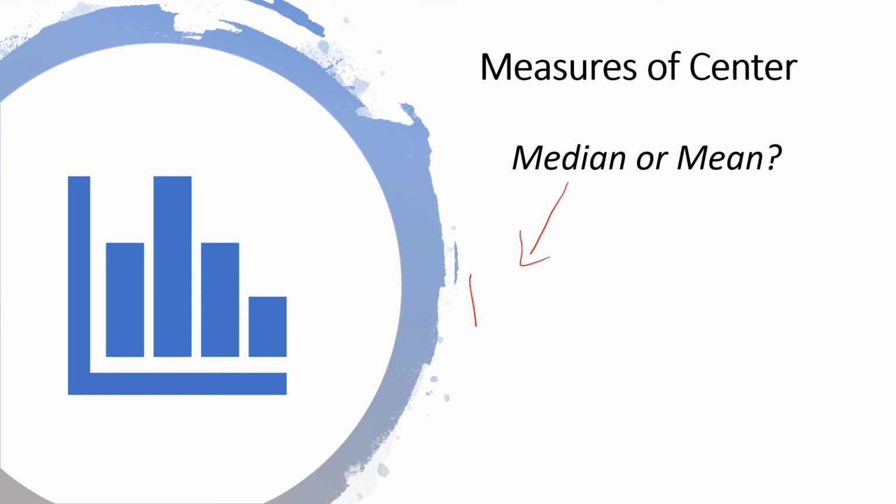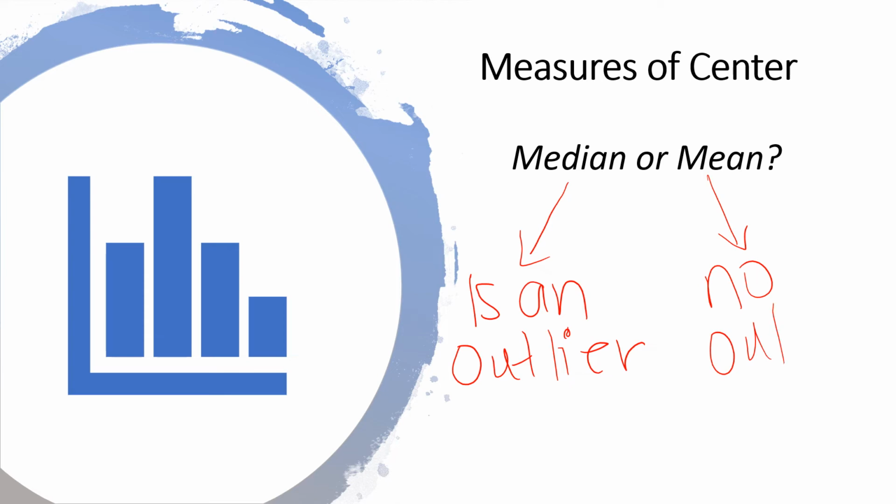So when there is an outlier, we are going to use the median as our measure of center. But when there is absolutely no outlier, so there are no extra points lying on the outside, you're going to use the mean. So if there is no outlier, you use the mean as your measure of center.